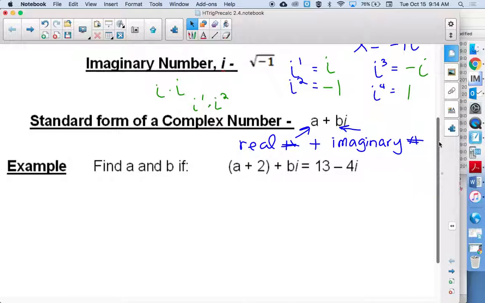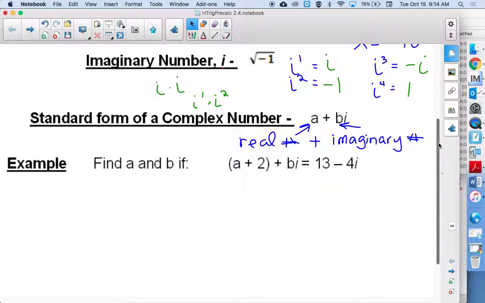And the most you could lose this time is just 1 point. So I took off like a blanket. But I'll start taking off every time that you don't have proper notation. So if it says standard form, the real and then the imaginary.